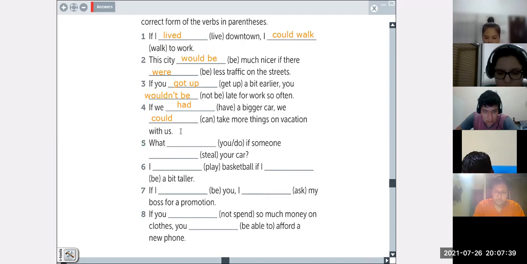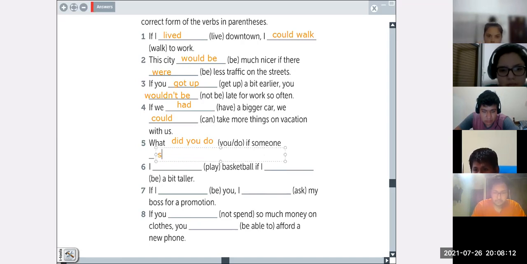What you did if someone... What? What you did in the past. No, teacher, the verb. Pero aquí tenemos la if sentence al principio. So what did you do? Ocupamos el simple past. Yes. Ok, vamos a hacerlo. What did you do if someone stole your car? Like this?